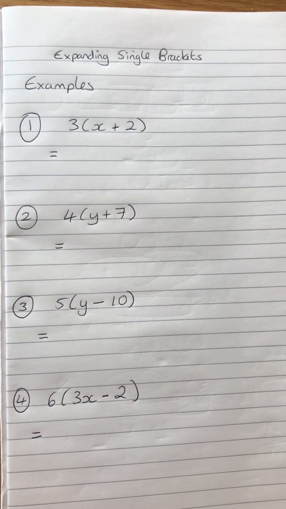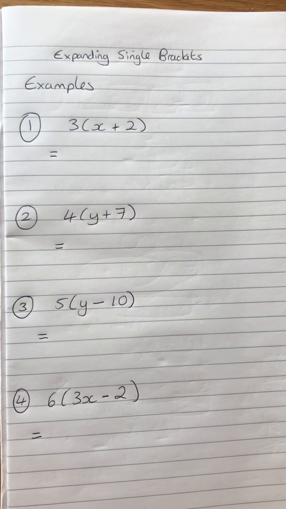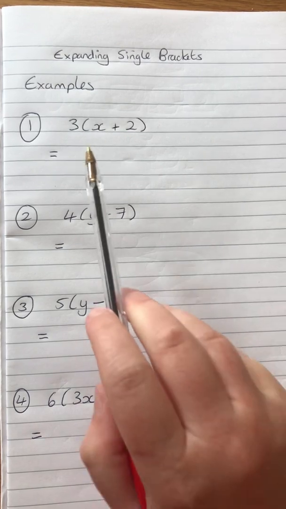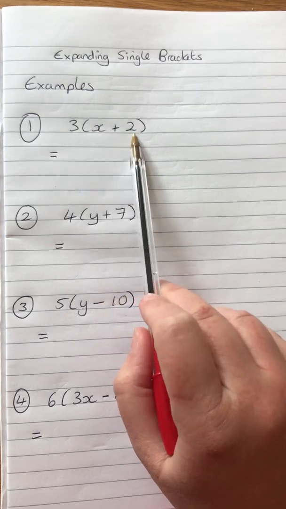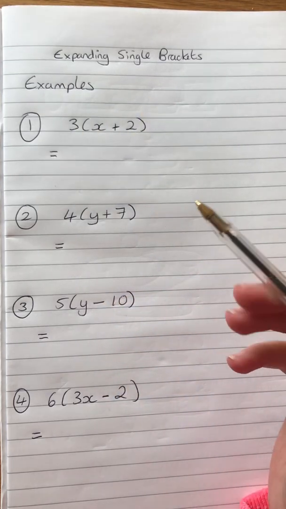Okay guys, we're going to start with expanding single brackets. Now the word expanding means to multiply. So on this first example, we're going to multiply everything on the outside of the bracket by each part that's inside the bracket. Arrows can help sometimes.